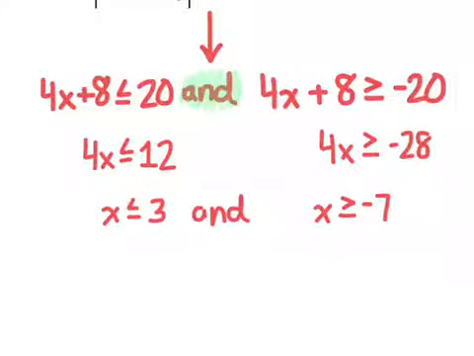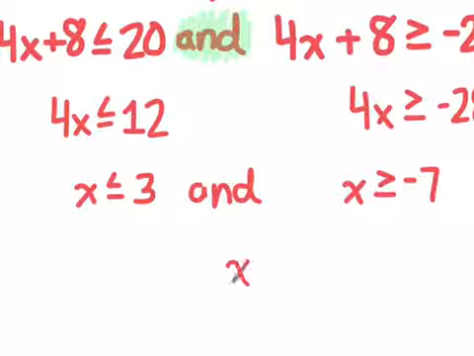Okay, so I'm looking at all the numbers where x is less than or equal to 3, and then remember this is "and," so both of these conditions must be met. So my numbers have to be greater than or equal to negative 7, and at the same time less than or equal to positive 3. So an easy way to write this: our x value needs to be less than or equal to 3, at the same time greater than negative 7.